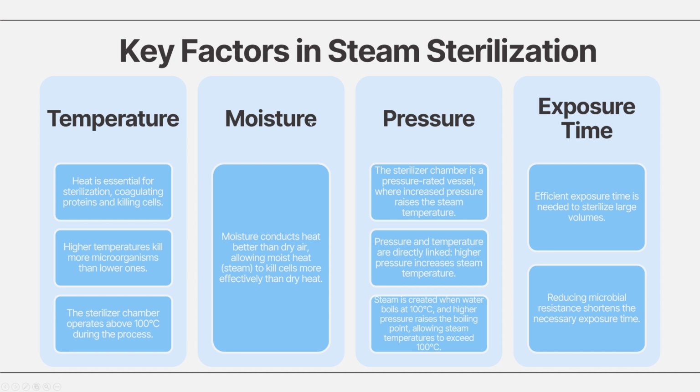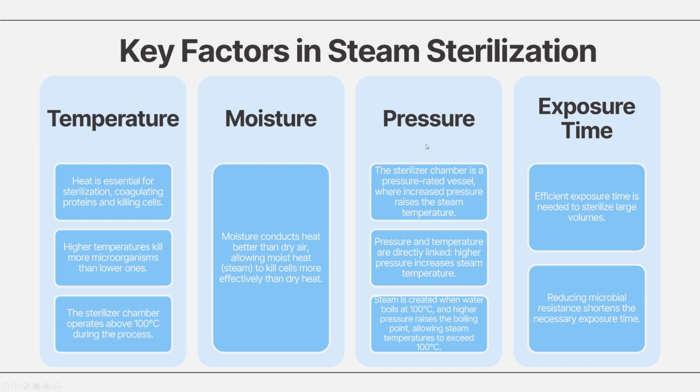And next we have moisture. Steam or moist heat is much more effective than dry heat because moisture conducts heat better. This allows heat to penetrate microbial cells more rapidly, denaturing proteins more efficiently. Moist heat penetrates porous materials and lumens better than dry air, which is why steam sterilization is preferred for many instruments. And then we have pressure.